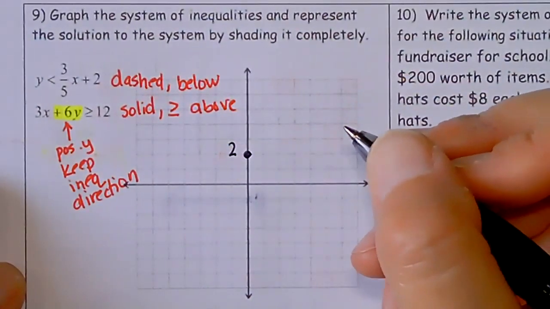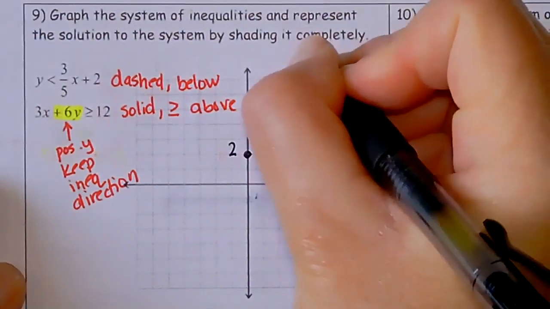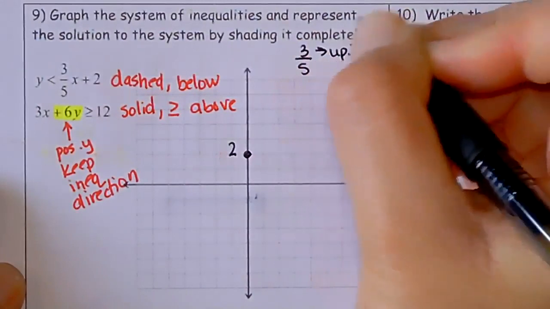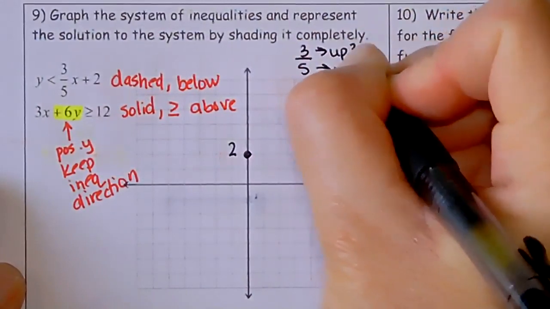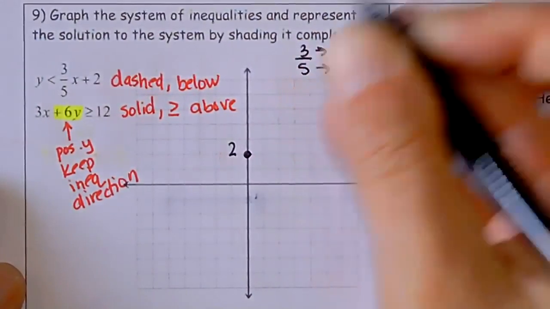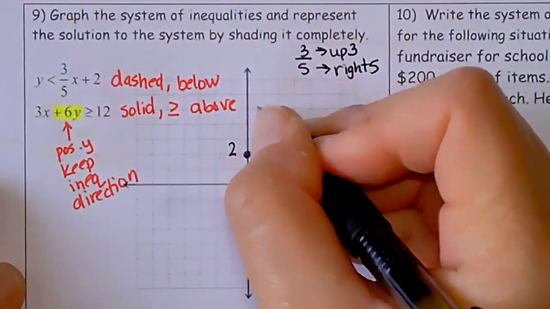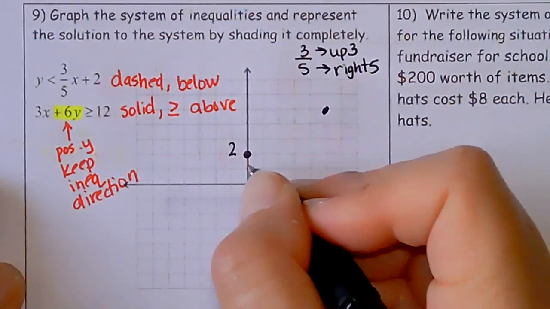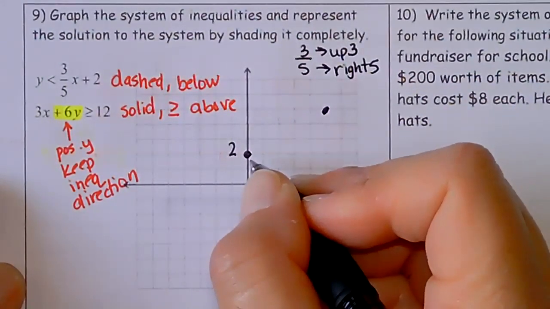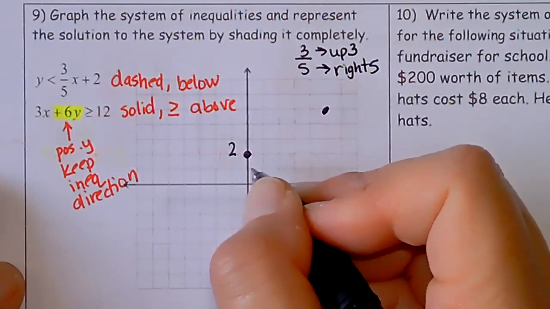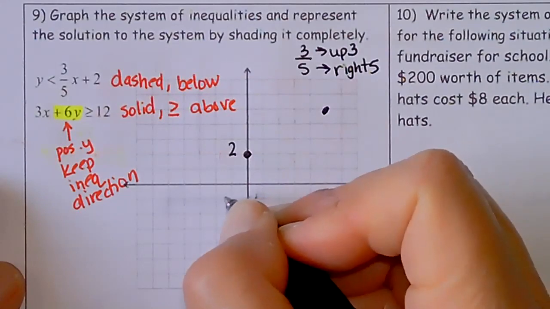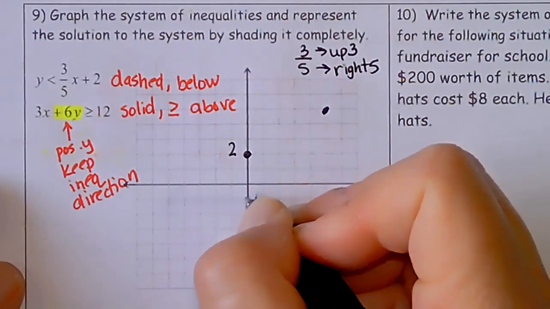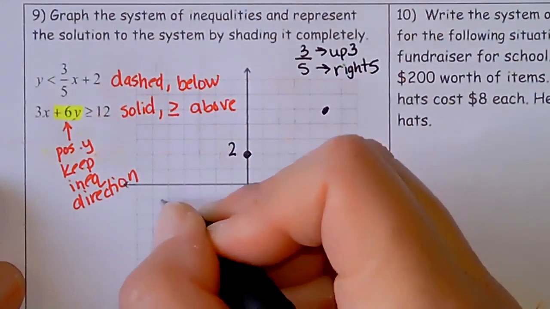And my slope is 3/5. Just a little reminder, 3/5: up 3, right 5. So up 1, 2, 3, right 1, 2, 3, 4, 5. And if I want to go the other direction, then you go opposite: down 3, backwards 5. 1, 2, 3, 4, 5.